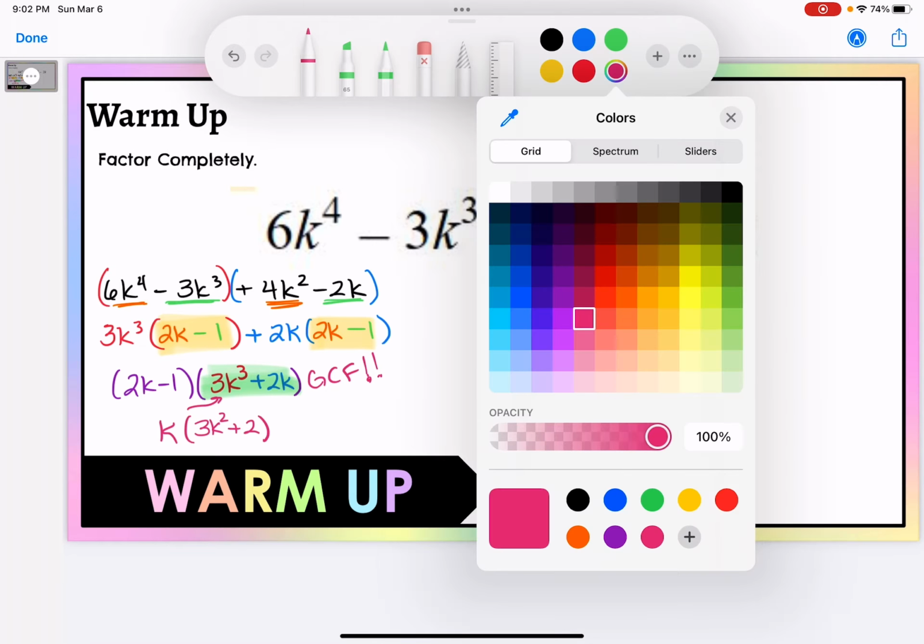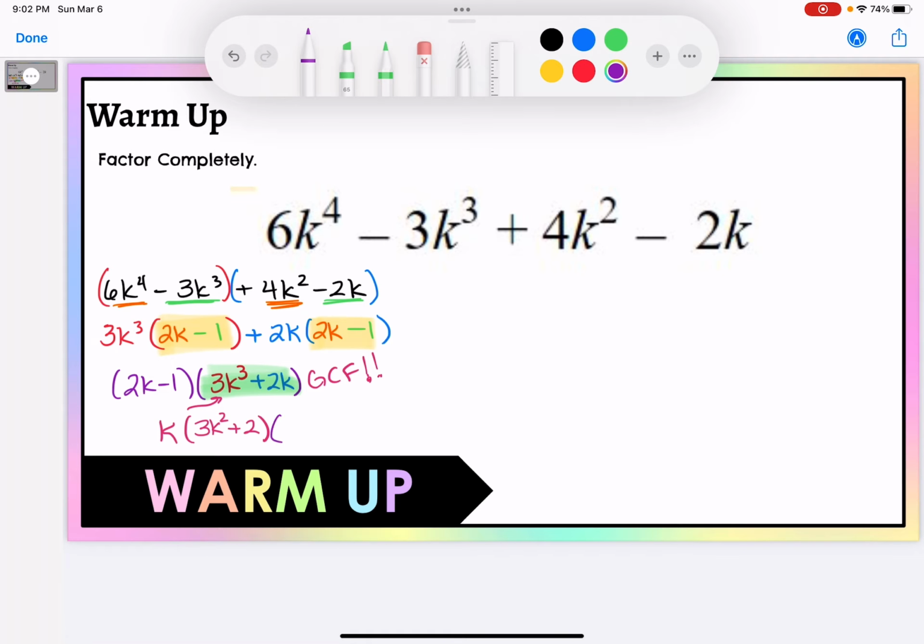But we can't forget about my other set of parentheses, the 2k minus 1, and so I need to bring that down. And now when I look in my parentheses, there's no GCFs inside there, so this would be my final answer. So you gotta just be careful now. We're putting all the pieces together today, so you gotta really be looking out for that GCF in your parentheses if it's hiding in there.